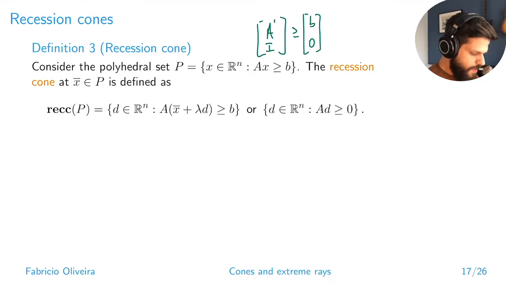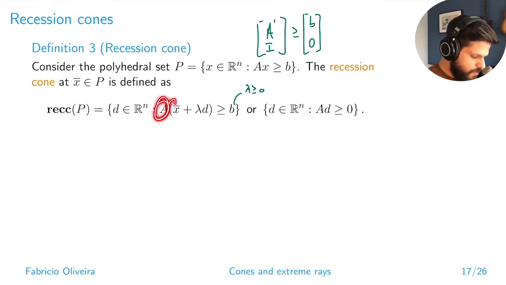So if I do look like so, I can say that the recession cone at x bar, which is an element of the set P, is given by all the directions d for which when I move from x bar towards d with a non-negative lambda, I still remain in the set P. So basically, the recession cone of P is the cone formed by all these directions that if I go infinite and beyond, I am still within the set P.